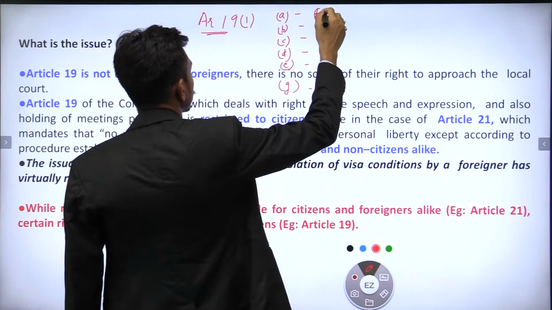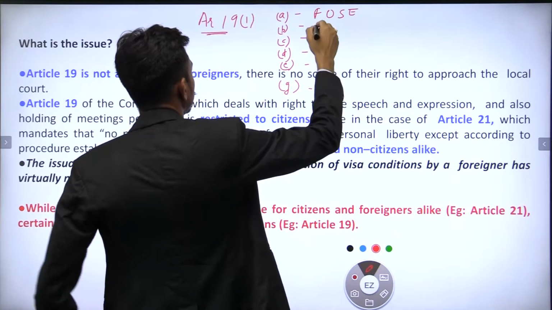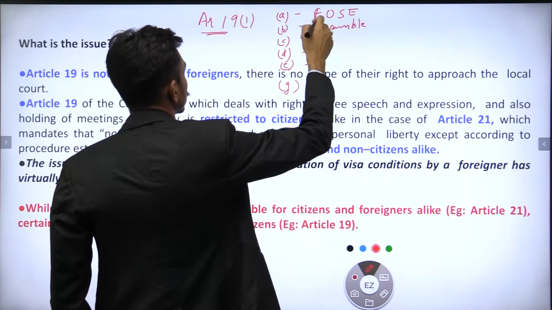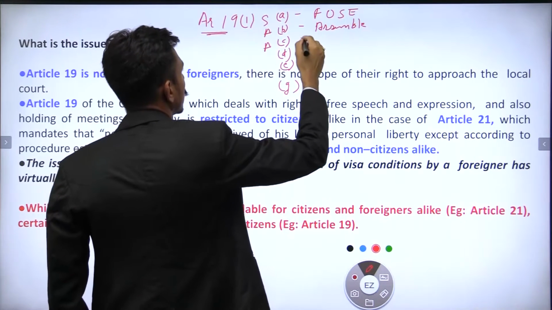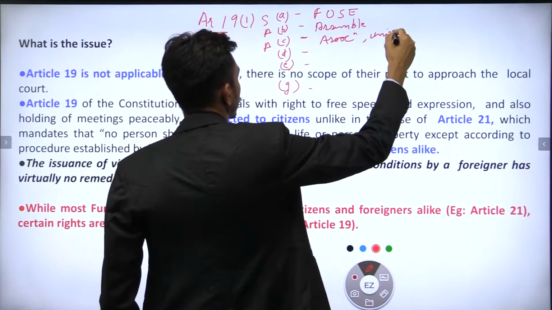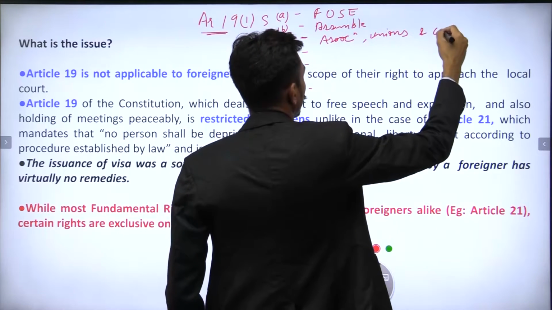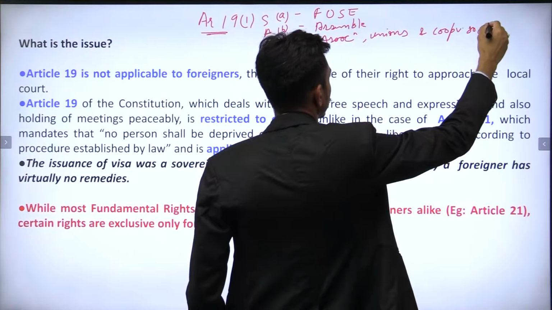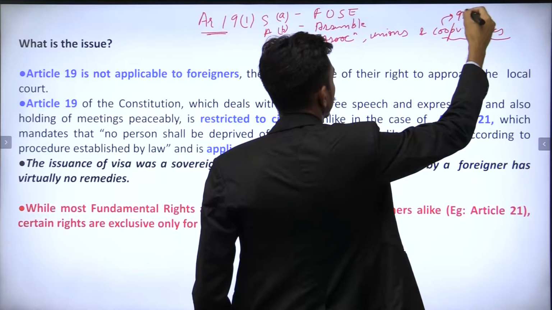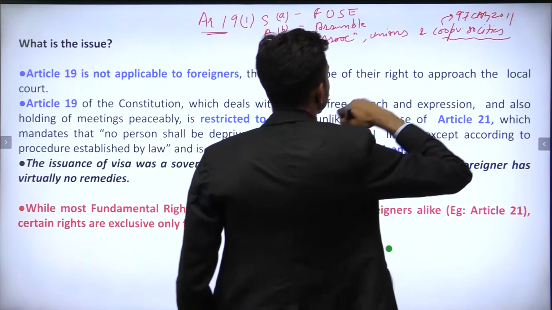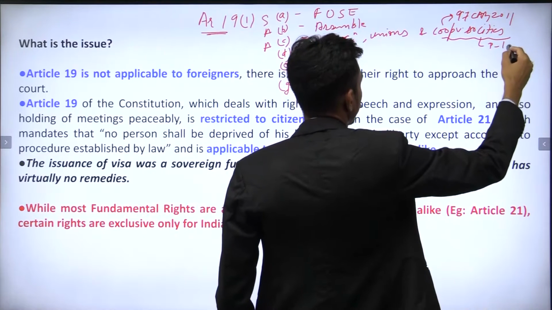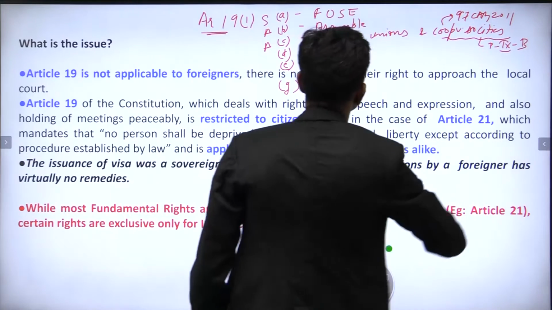A is freedom of speech and expression. B is freedom to assemble peacefully without arms. Then freedom of association: the freedom to form associations, unions and cooperative societies. And you all know that this was added by the 97th Constitutional Amendment Act 2011, which gave constitutional status to cooperative societies and inserted them in Part 9B of the Constitution.